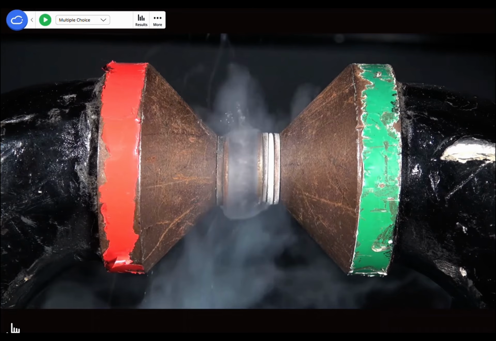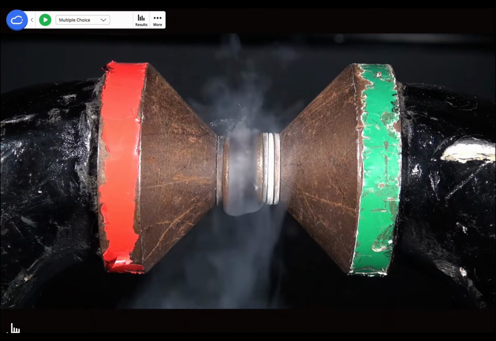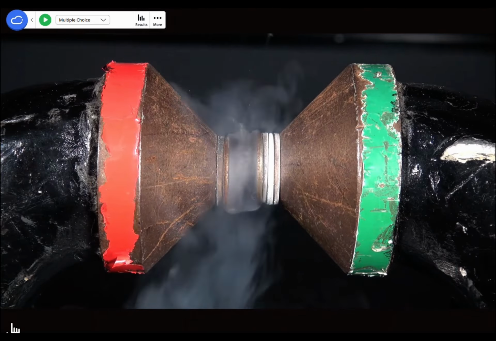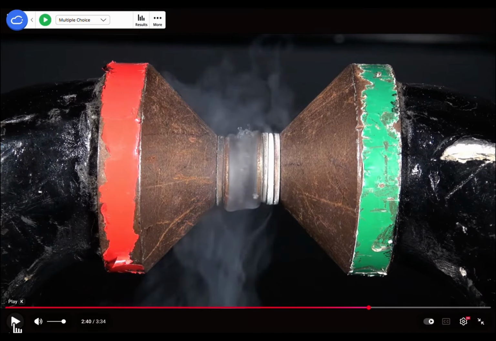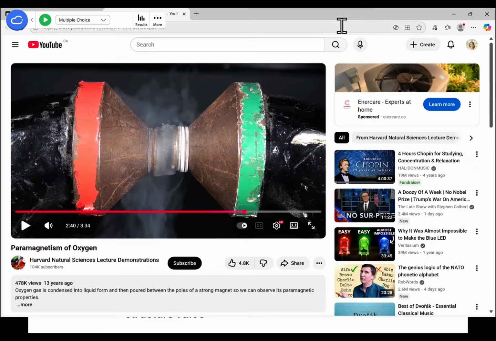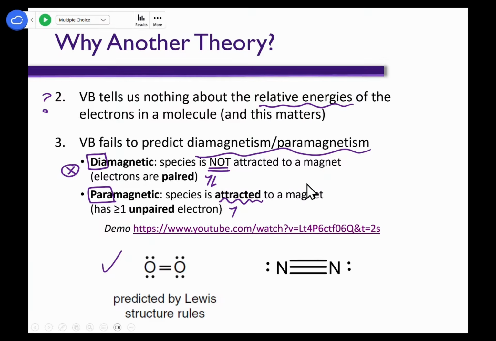Okay, so this experiment tells us that oxygen is paramagnetic. It is attracted to a magnet. That means it has unpaired electrons, which is not predicted by Lewis or valence bond theory. So that big preamble tells you why we need to have another theory. And this is the final theory that we're going to do in chapter 3.